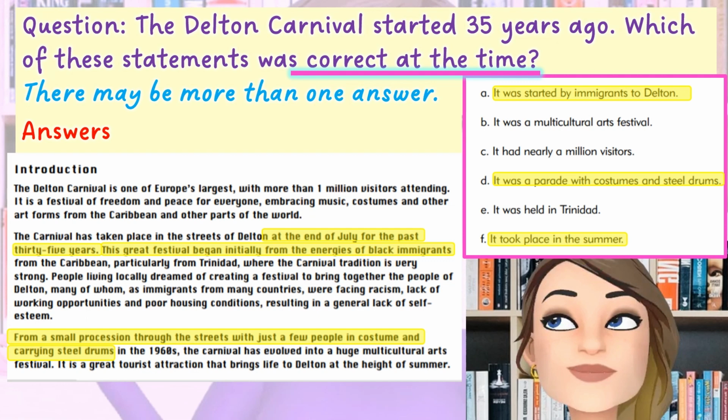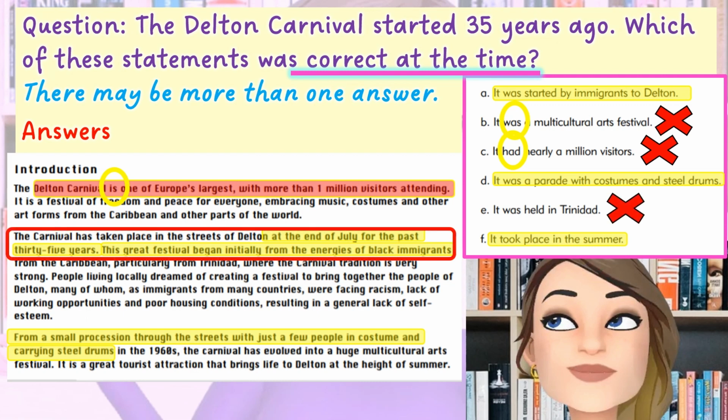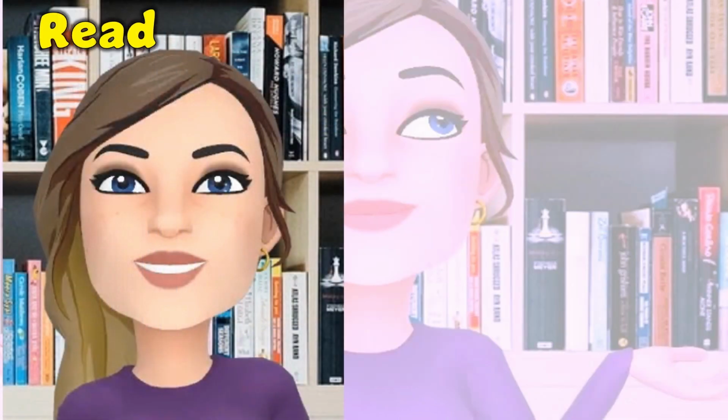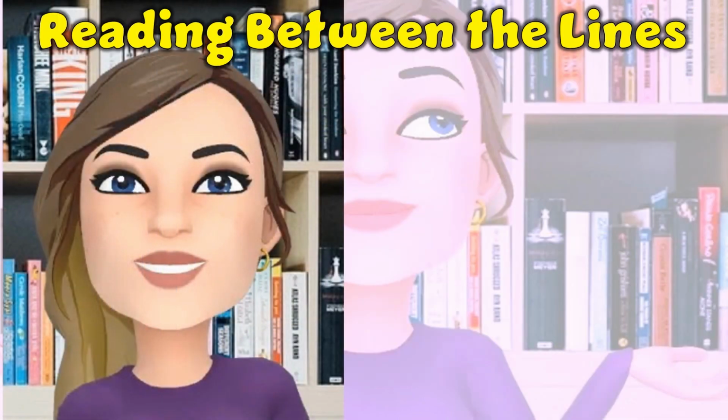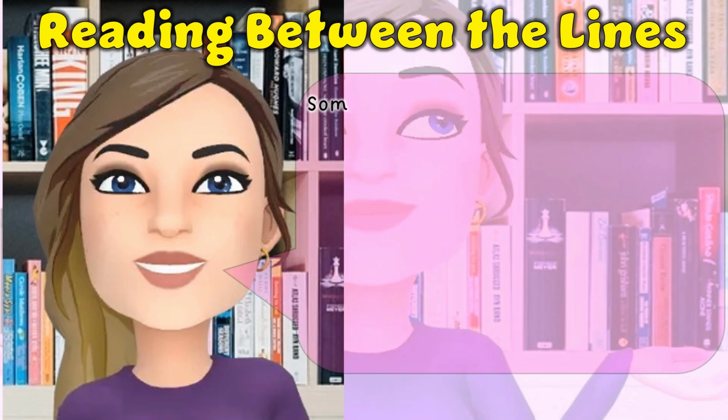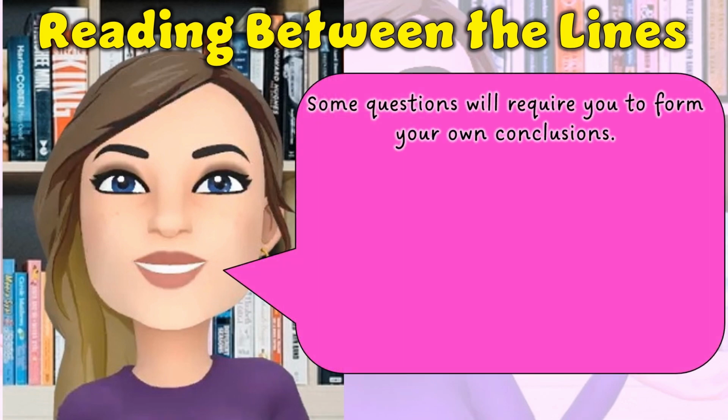Once we've understood what the question is asking for, we can clearly see that it wasn't a multicultural arts festival 35 years ago, and it didn't have nearly 1 million visitors 35 years ago. It was also never held in Trinidad. So when we talk about reading in detail, we're also talking about reading between the lines. Some questions require you to form your own conclusions rather than write answers word for word from the text.